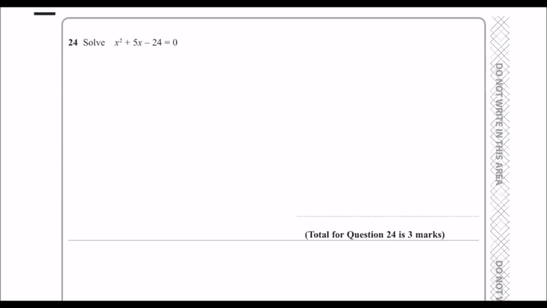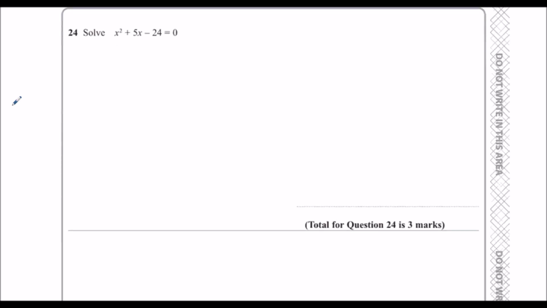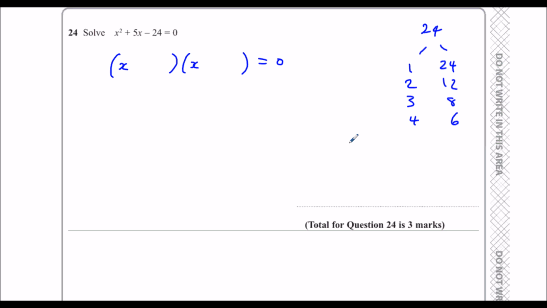And question 24. So we've got to solve a quadratic. We can do that by factorizing. So 2 brackets, x in both. So we're looking at what multiplies to make 24 and adds to make 5. So we can have 1 times 24, 2 12s, 3 8s, or 4 6s. So which of those can we make a 5 out of? 3 and 8, and we want a plus 5, so we can have plus 8 and minus 3.